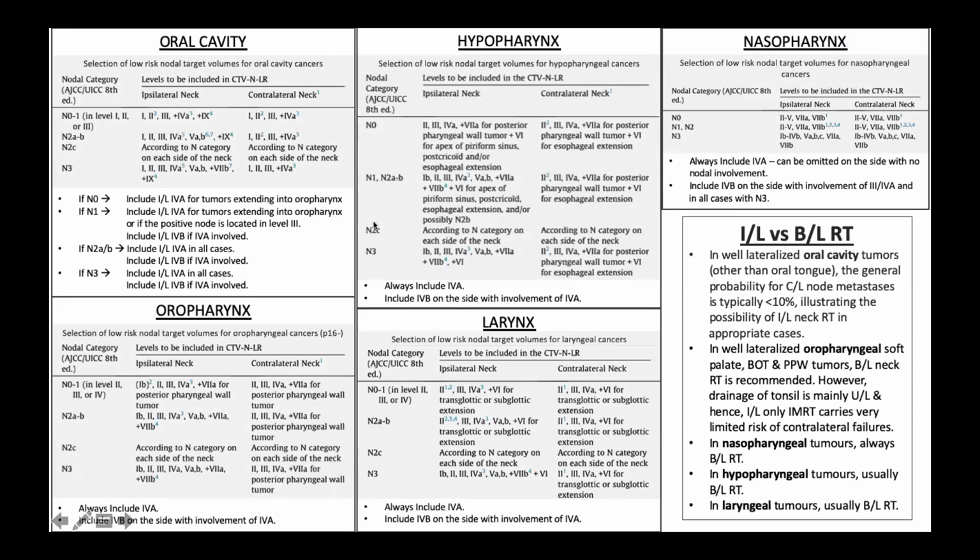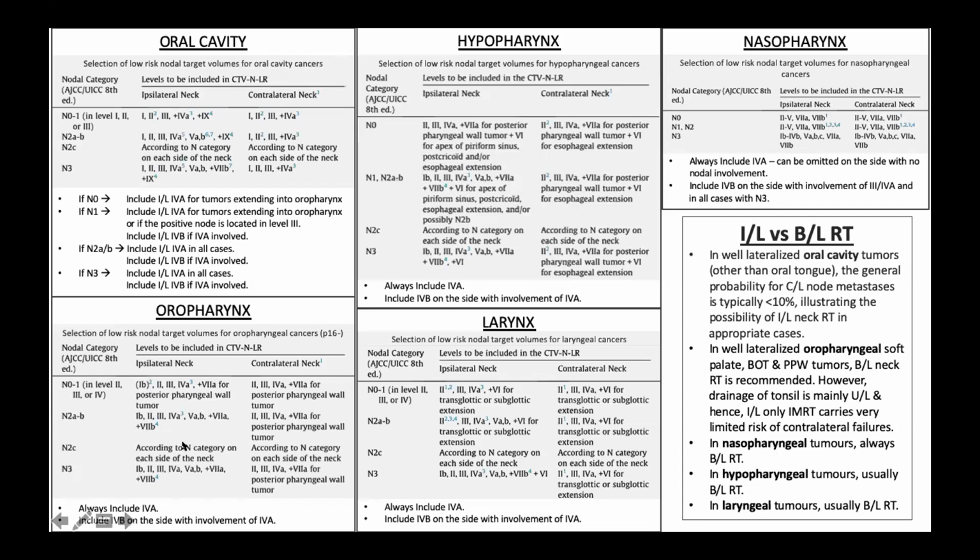So when to include level 4A and 4B? In case of oral cavity tumors, if it's an N0, include ipsilateral 4A for tumors extending into the oropharynx. If there is no extension into the oropharynx for an N0, you can omit level 4A. If N1, again include ipsilateral 4A for tumors extending into the oropharynx, or if the positive node is located in level 3, and include ipsilateral 4B if 4A is involved. If N2A or N2B, that is a single node which is more than 3 centimeters, or multiple ipsilateral nodes, then still include ipsilateral 4A in all cases, and include ipsilateral 4B if 4A is involved. If N3, include ipsilateral 4A in all cases, and include ipsilateral 4B only if 4A is involved.